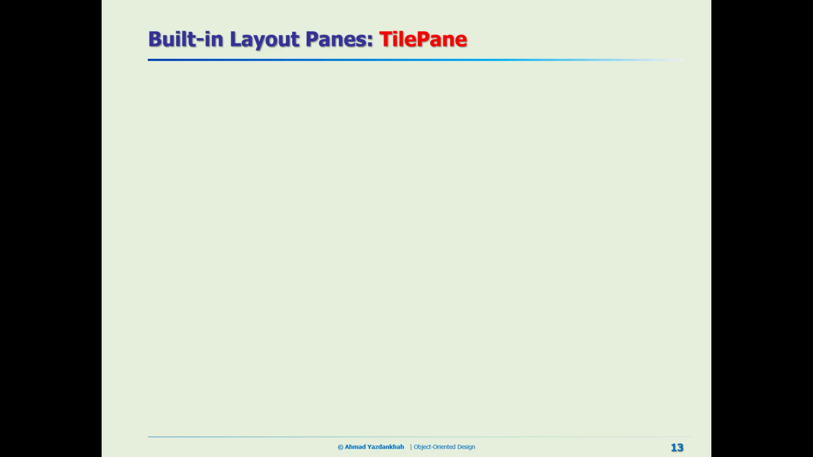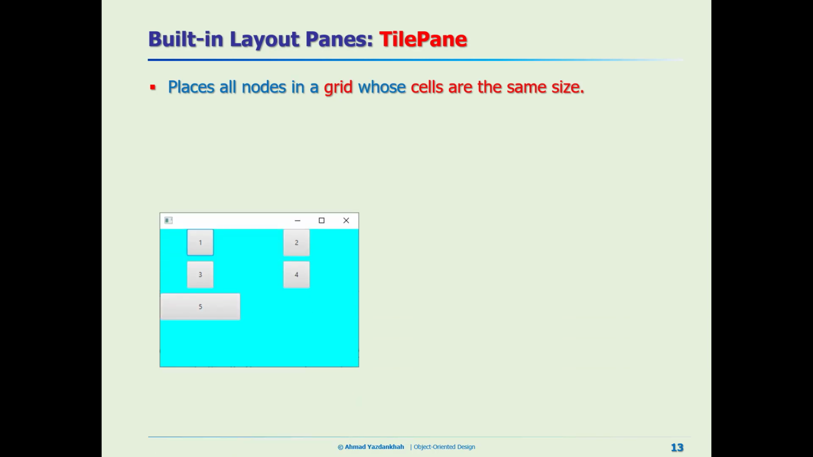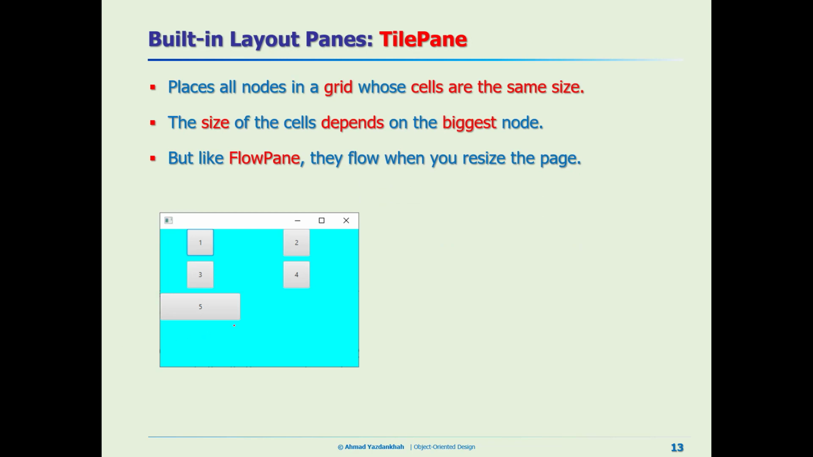All right. Our next layout pane is called tile pane. Tile pane creates a very neat grid of cells. All of them are the same size, something like this. You might say they are not the same size, but they are, and it adjusts the size based on the size of the node.